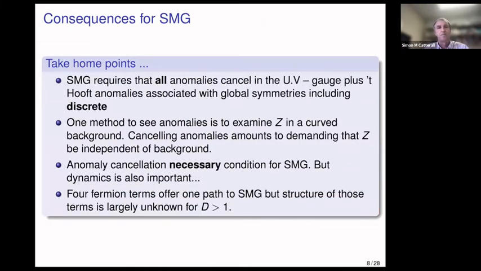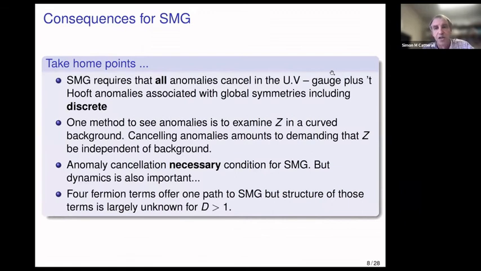All right. So anyway, from our perspective, the consequences for symmetric mass generation are the following. If you want to gap the fermions in the IR, if you want to produce massive states in the IR without breaking symmetries, you have to make sure that all the anomalies cancel in the UV.